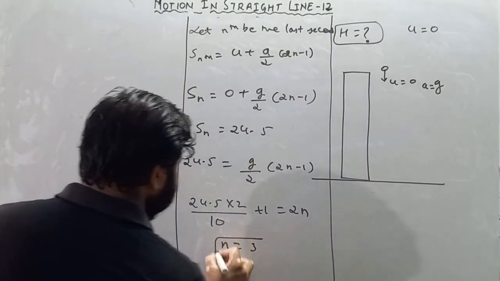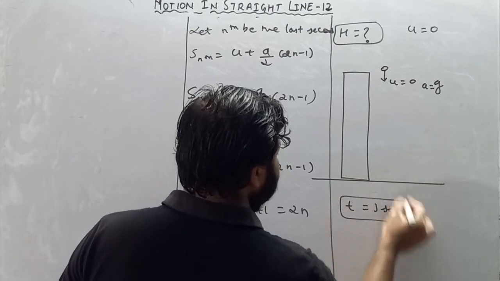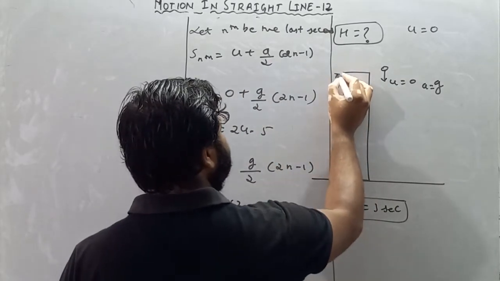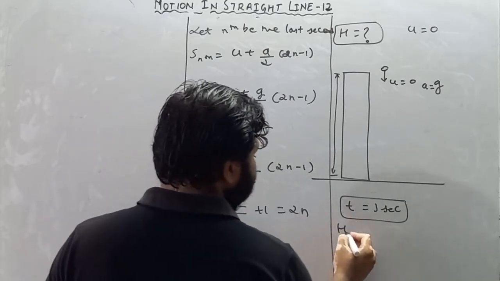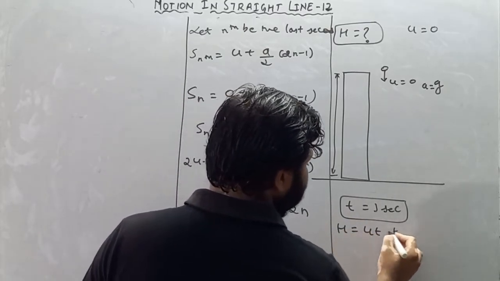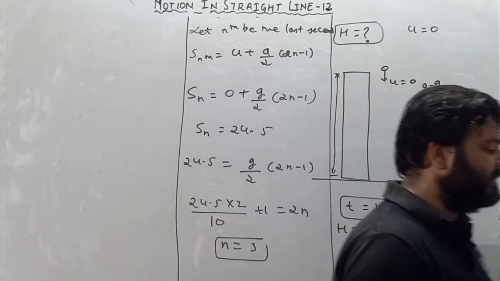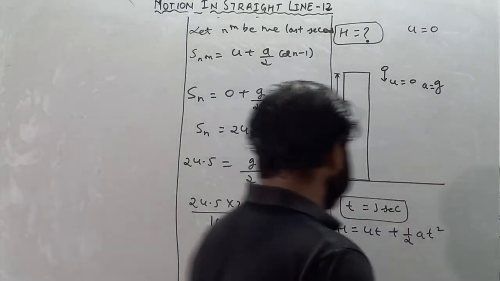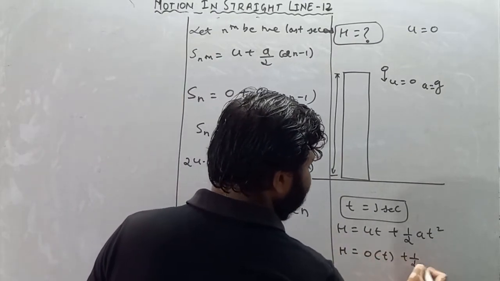So n is nothing but time, so t comes to be 3 seconds, and now they are saying find the height of the cliff. So if you wish to find the height of the cliff, it is h equals ut plus half at square. Now see, u is the initial velocity, so the initial velocity is nothing but 0, so 0 into t plus half gt square.